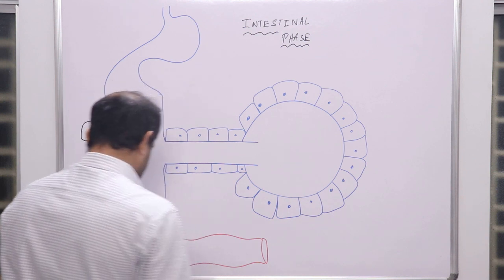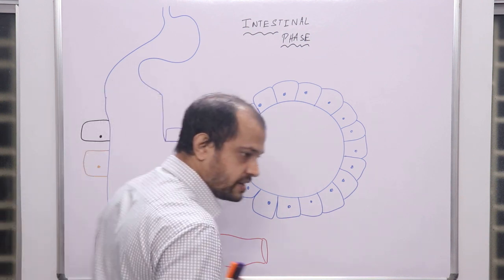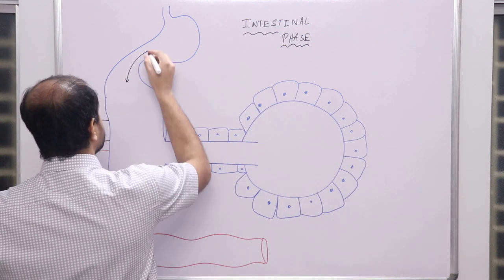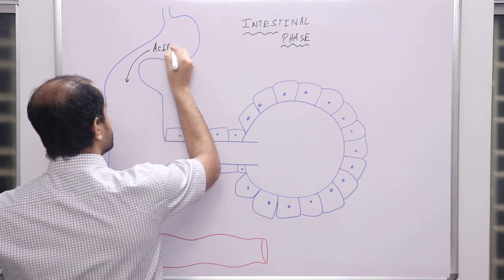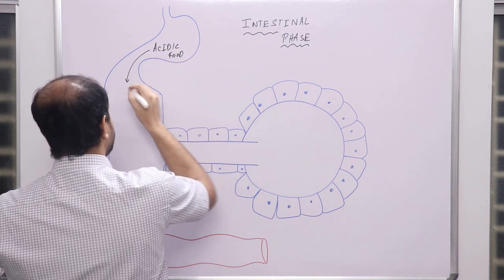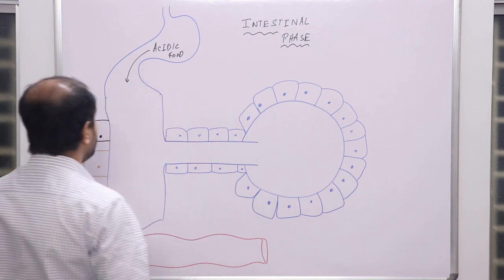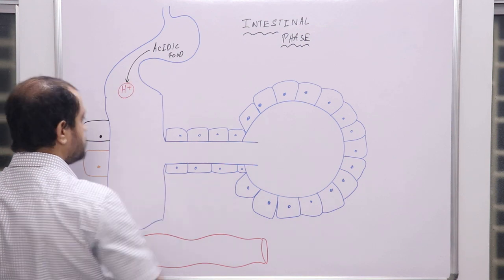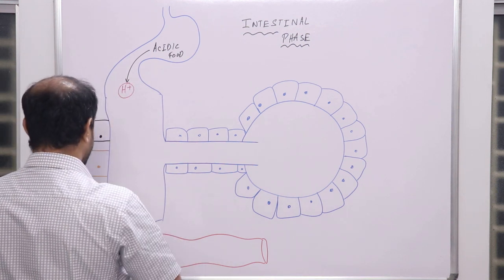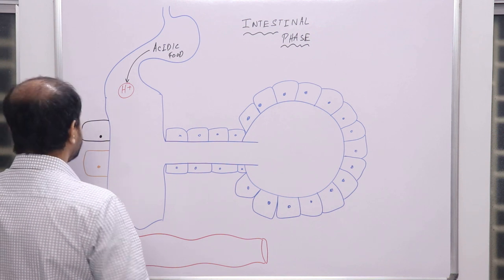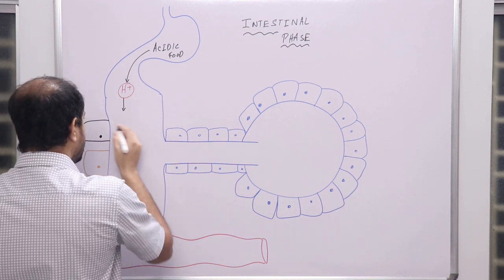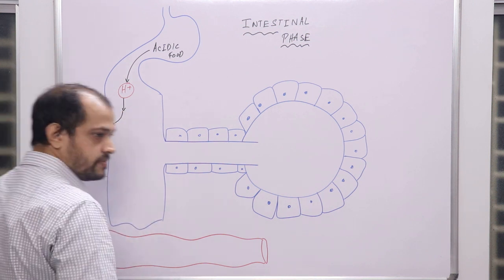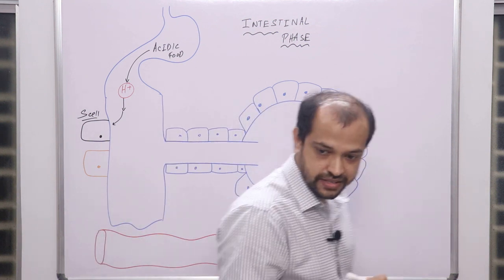Now listen. At first we will be talking about two hormones, that is secretin and CCK, right? Now listen, whenever acidic food enters your duodenum, acidic food actually contains H plus. Now listen with all your attention. When this acidic food enters this area, it is sensed by a cell called the S cell. You know what the S cell is? S cells are secretin cells, right?